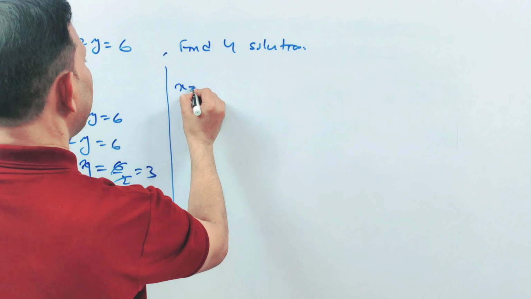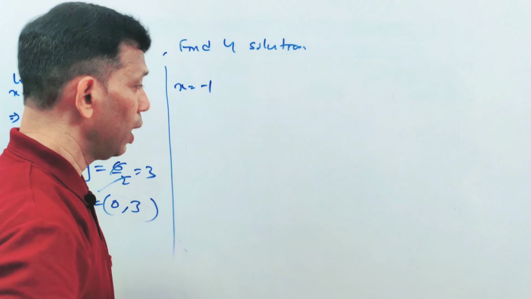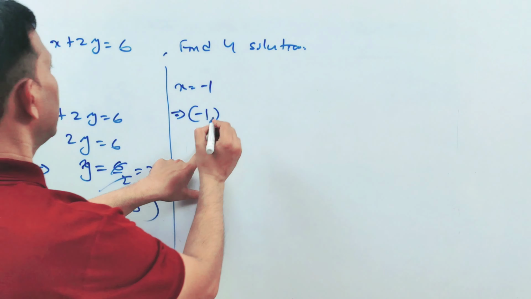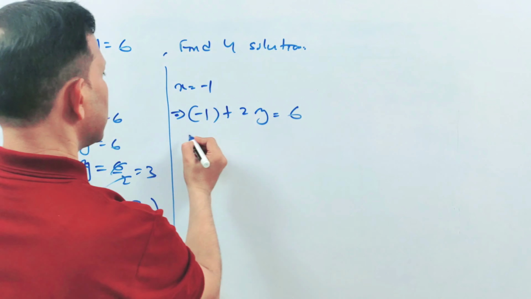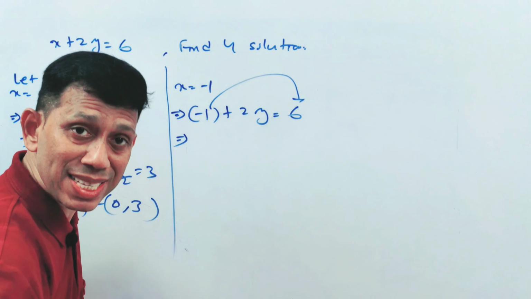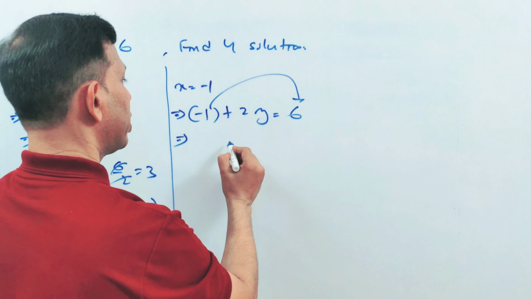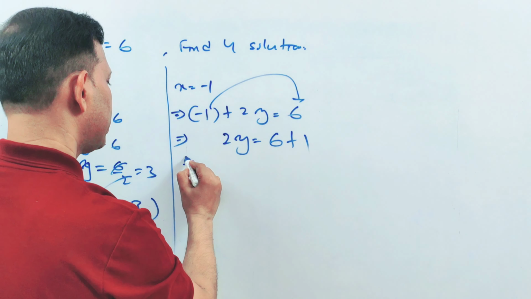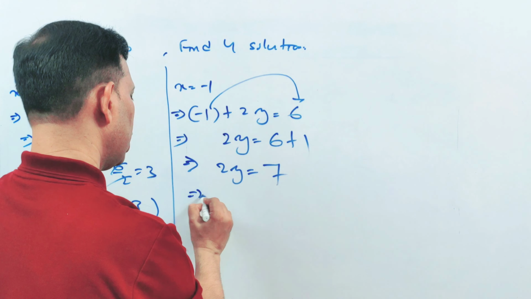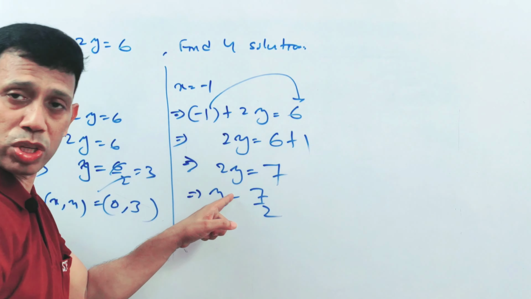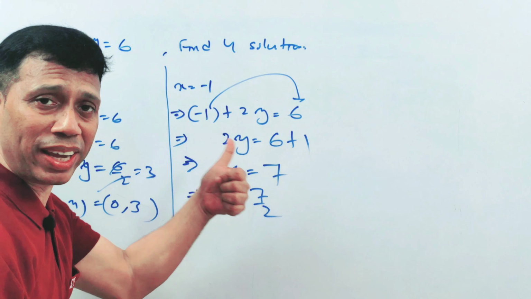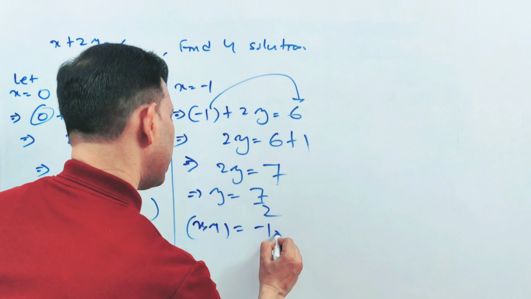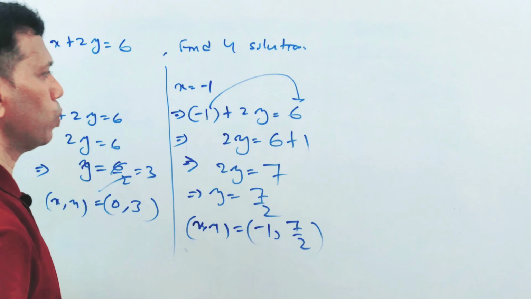Second one, let x is equal to minus 1. I have not taken 1, now I am taking minus 1. Again, in place of x put minus 1, plus 2y is equal to 6. So minus 1 will be taken to that side. If minus 1 has changed its side, then it will be plus 1. So 2y is 6 plus 1, which implies that 2y is equal to 7. So y is equal to 7 by 2 because 2 is multiplied here. So if x is equal to minus 1, y is equal to 7 by 2. So x comma y is equal to minus 1 comma 7 by 2.